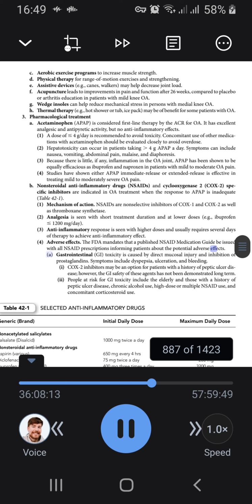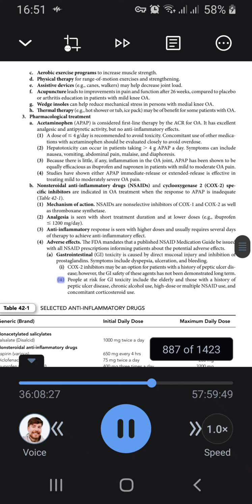A. Gastrointestinal. Gastrotoxicity is caused by direct mucosal injury and inhibition of prostaglandins. Symptoms include dyspepsia, ulceration, and bleeding. I. COX-2 inhibitors may be an option for patients with a history of peptic ulcer disease. However, the GI safety of these agents has not been demonstrated long-term.